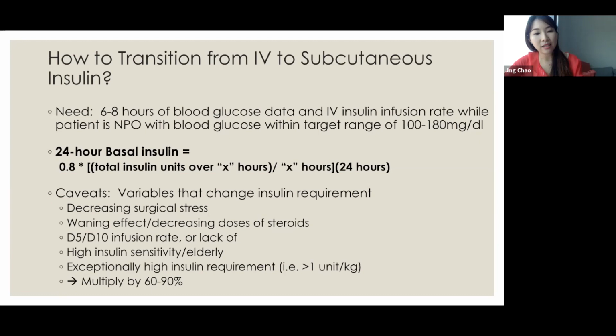You then make a decision to multiply your 24-hour total insulin, basal insulin, by anywhere between 60 to 90% for this transition. And then you need to make sure to overlap your IV insulin with your sub-Q basal insulin by at least 2 hours to allow the sub-Q insulin to go into effect before turning off the IV insulin.